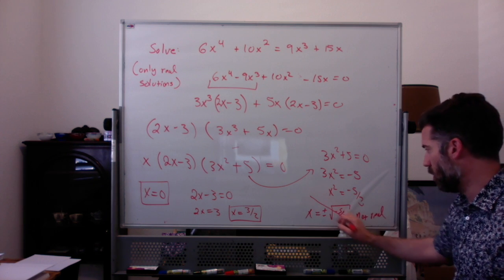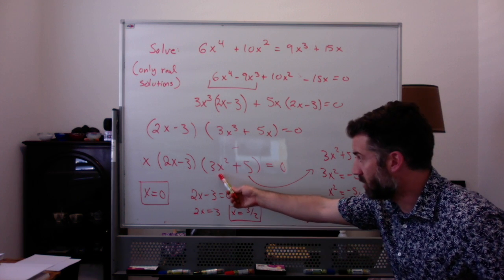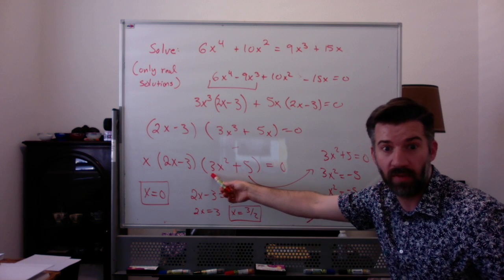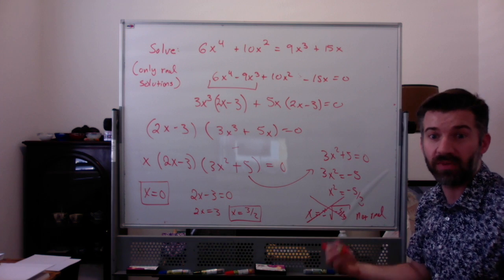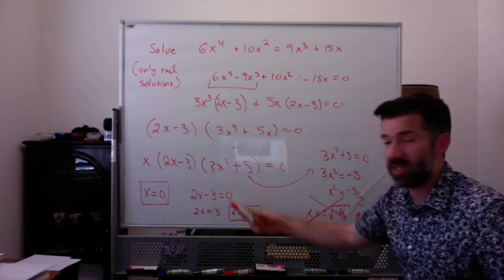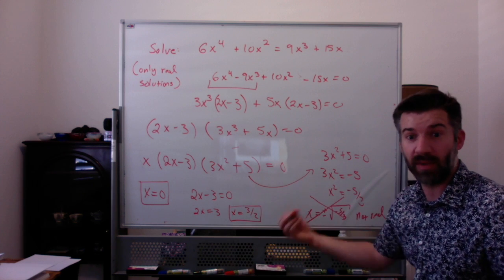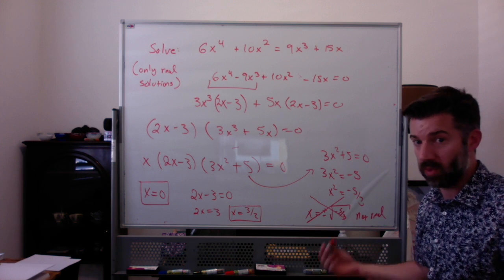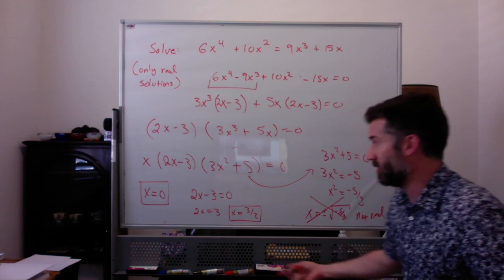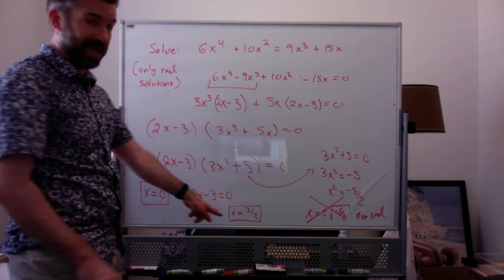So no solution there. And in general, when you have x squared or a positive multiple of x squared plus a number, since x squared is always bigger than or equal to 0, 3 times x squared is also bigger than or equal to 0, and 3 times x squared plus 5 is going to be bigger than or equal to 5. And if something's bigger than or equal to 5, it can't end up equaling 0. So this part doesn't have any solution. So our only solutions here are x equal to 0 and x equal to 3 halves.